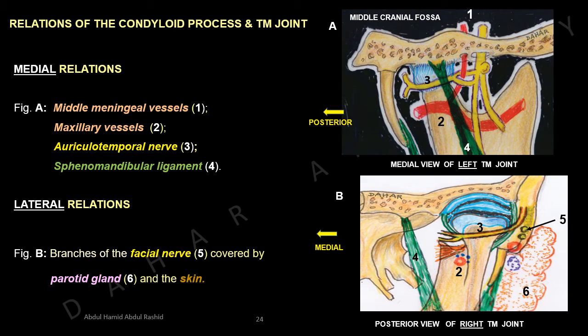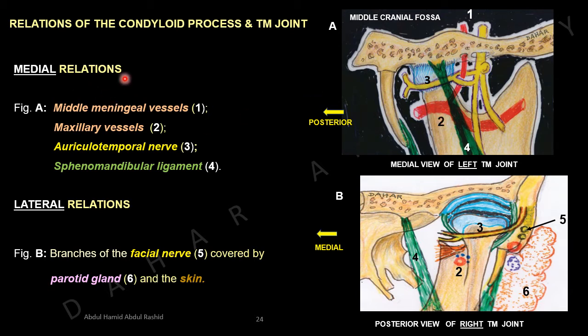Relations of the condyloid process and temporomandibular joint. We have two diagrams here, diagram A and diagram B. This is the condyloid process and this is the TM joint. This is we are looking from inside and this is we are looking from behind. This is the medial view, this is the posterior view. Now let's discuss the relations of these two structures.